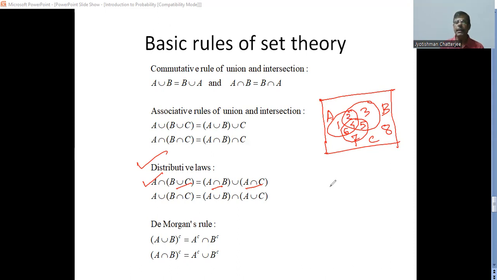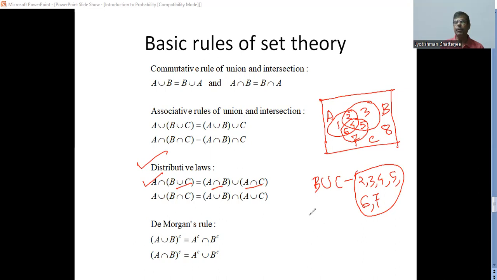Say, when you talk about B union C, which all parts are included here? B union C means 2, 3, 4, 5, right? All these 4 parts are included in B. And C, in addition, has got 6 and 7. So this one and 6 and 7. So that's what is B union C.